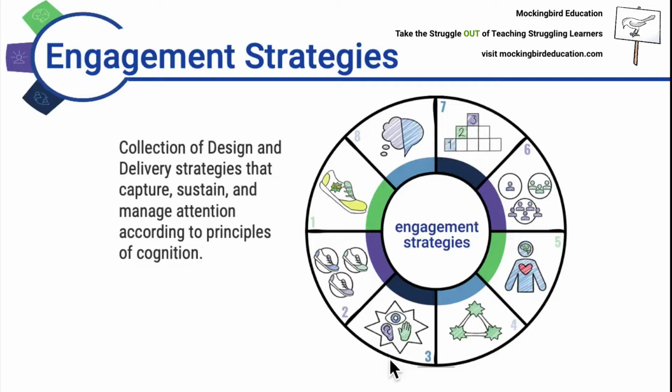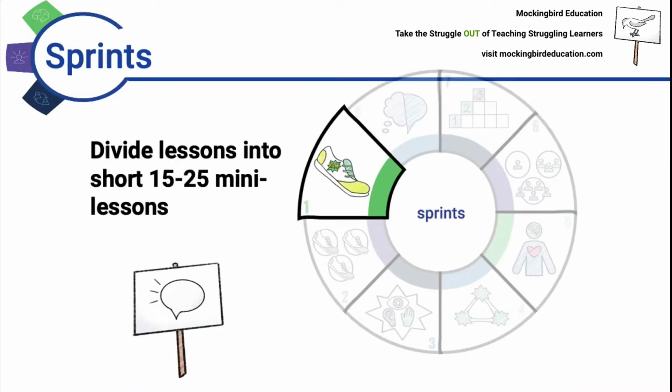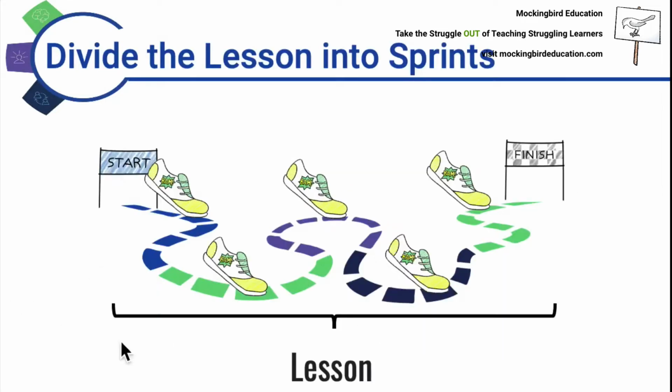So let's look at this collection of design and delivery strategies that capture, sustain, and manage attention according to the principles of cognition. So the very first strategy is the sprint strategy. And what this is, is that we divide lessons into short 15 to 25 minute mini lessons. So if this is the length of a lesson, instead of having one big long lesson, let's break those lessons down into mini lessons. This helps learners manage attention and also helps reduce the cognitive load.